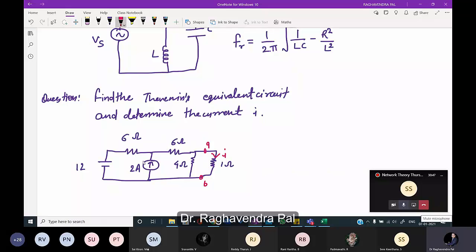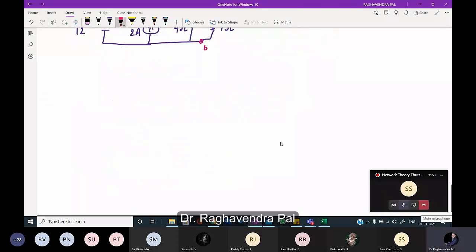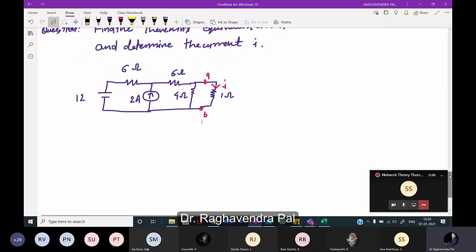So to find the Thevenin's equivalent circuit, we should always disconnect the load. Okay, this is the load. We should disconnect it. Then what will be the circuit that is remaining? The circuit will be this one.